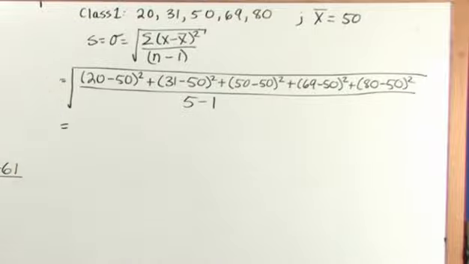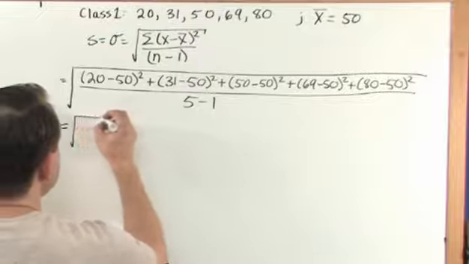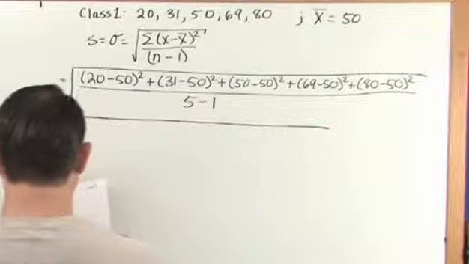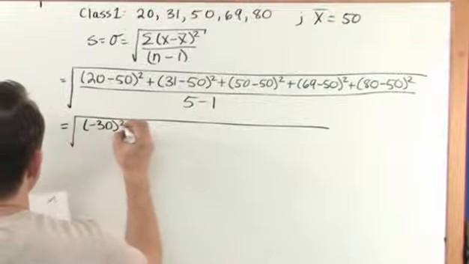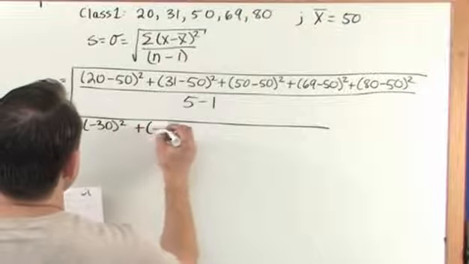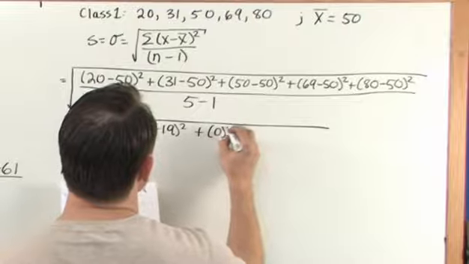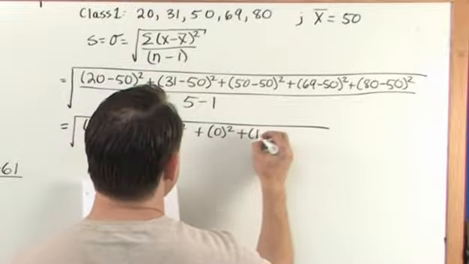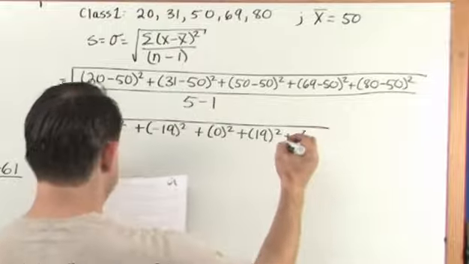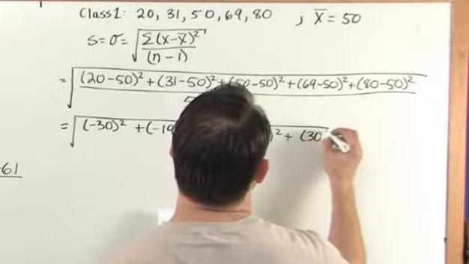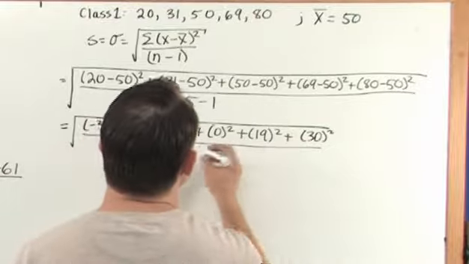So on the inside of the square root, let me draw another big radical here. This is going to be negative 30 squared plus negative 19 squared plus 0 squared plus 19 squared plus 30 squared. And then underneath that, it's divided by 4.